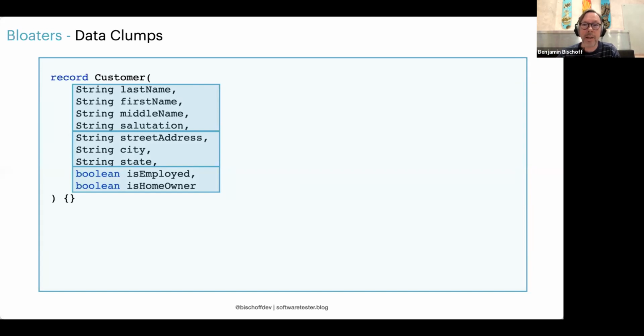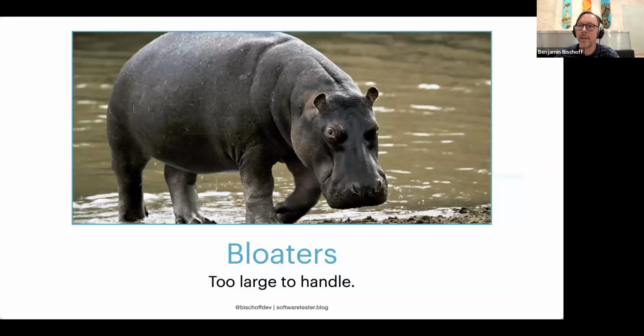Also, there is the problem again, if the customer has multiple addresses, that is not reflected here. So it definitely makes sense to extract out an address class and maybe something like employment status and home owning status or something as a separate class. So those were the bloaters. You see that it doesn't really take too much time to go through the code smells in a category, but I hope you get the idea of what can be problematic here.